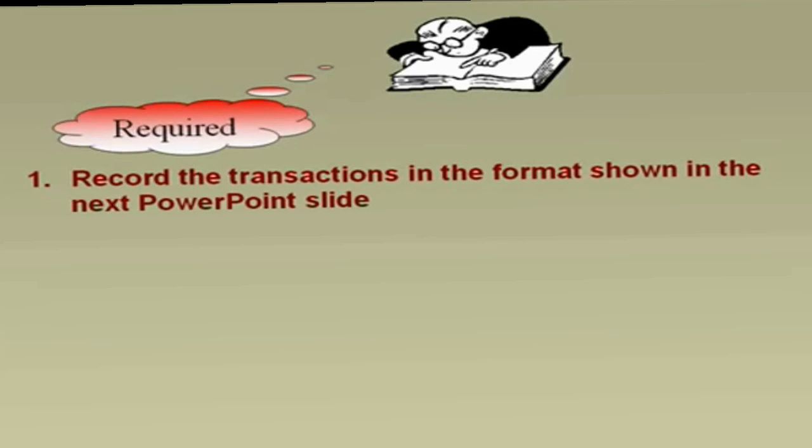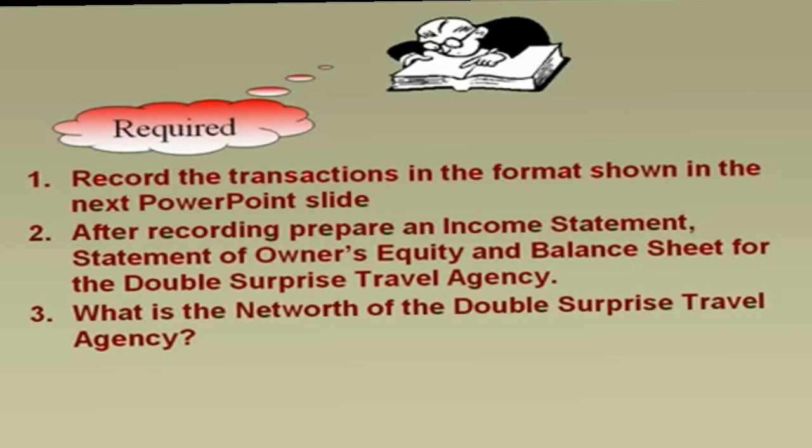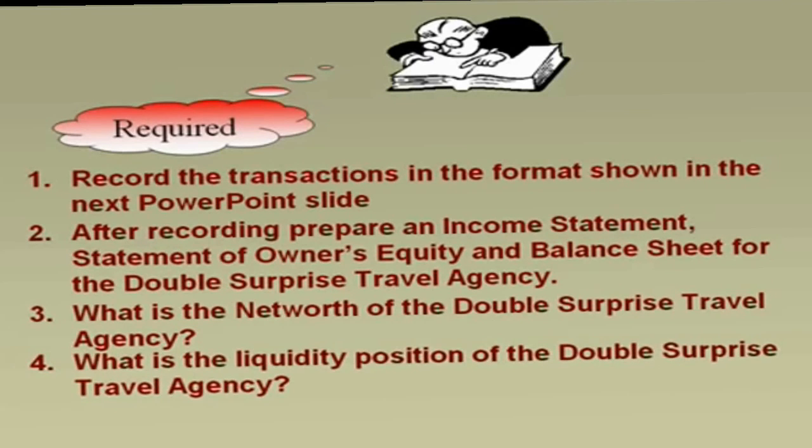First, record the transactions in a particular format, which I'm going to show you in a minute. After recording all the transactions, prepare an income statement, statement of owner's equity, and balance sheet for the Double Surprise Travel Agency. Once you have done that, tell me what you think is the net worth of the Double Surprise Travel Agency.